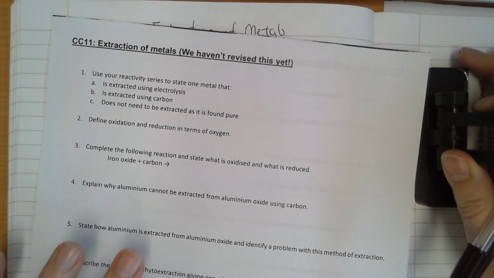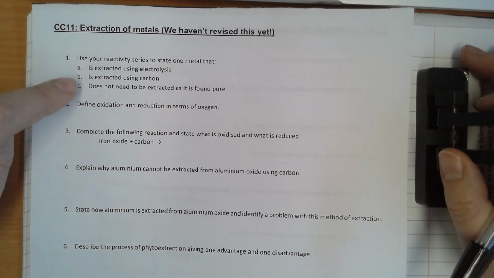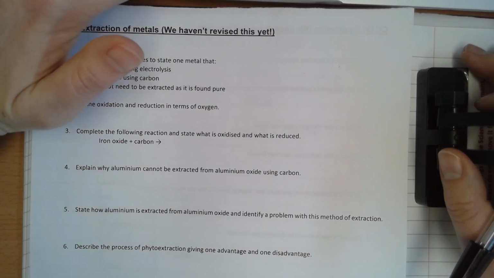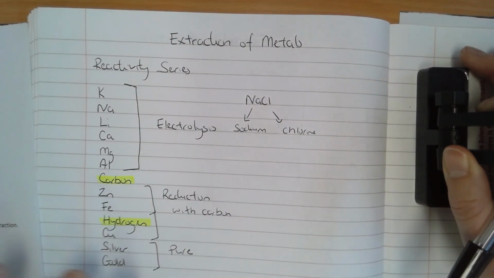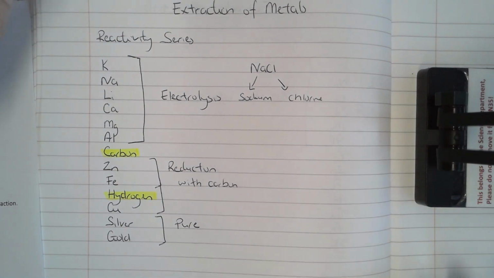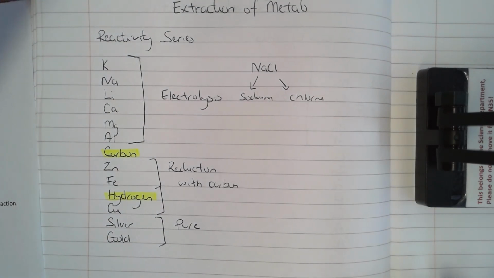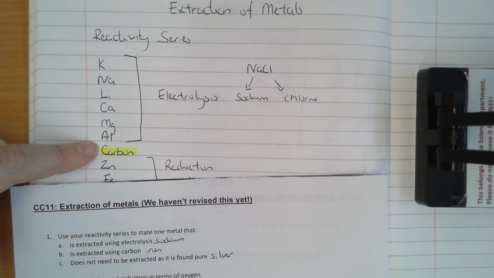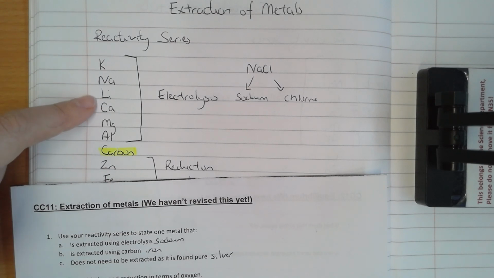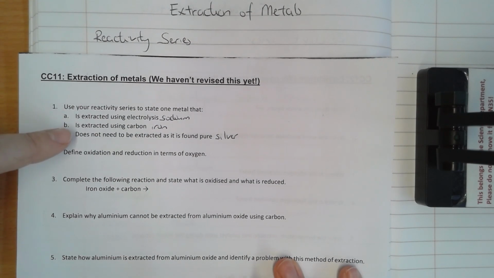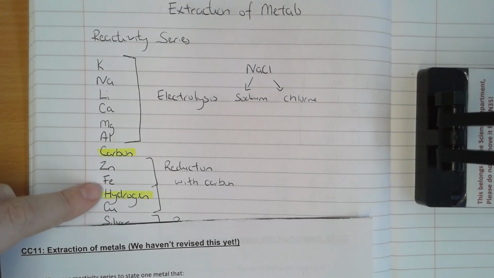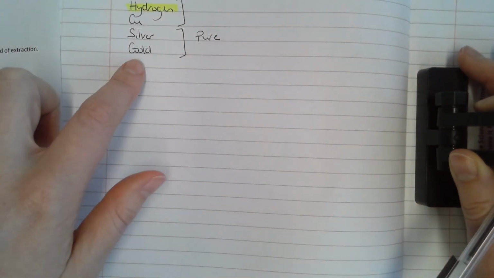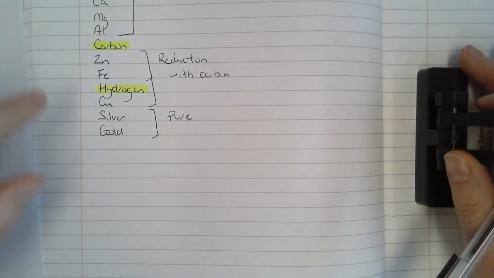Right, I just want you to do question 1 on your sheet, just A, B and C. So press pause, use your reactivity series and have a go. Now press pause and have a go at question A, B and C. There's lots of right answers here for the top one, as long as you've gone for something above carbon. So aluminium, magnesium, calcium, lithium, sodium, potassium, they're all acceptable. Extracted using carbon, you can say zinc, iron and copper. I've gone for iron. And does not need to be extracted, I've gone for silver. You could also say gold.